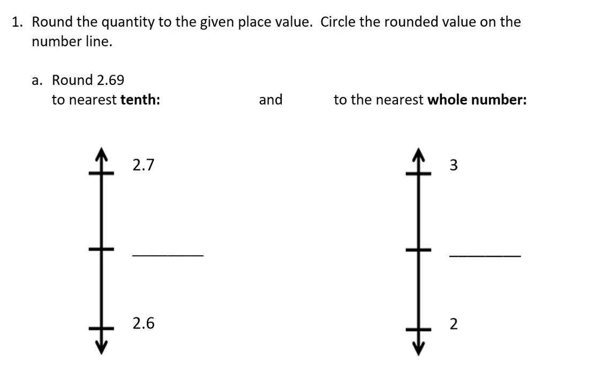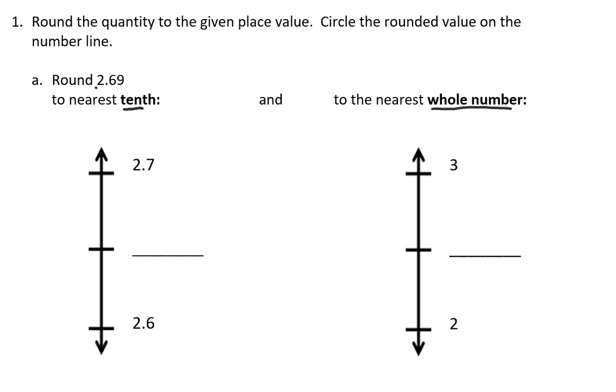So in question A, we have one decimal, 2 and 69 hundredths. First, we're going to round that number to the nearest tenth, and then we'll round the same number to the nearest whole number. So let's start by rounding it to the nearest tenth. You can see on the number line that I have my parameters. I have 2 and 6/10 at the bottom of the number line and 2 and 7/10 at the top. Those numbers are there because 2 and 69 hundredths falls between these two numbers.